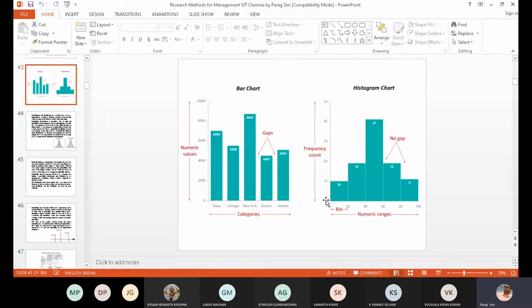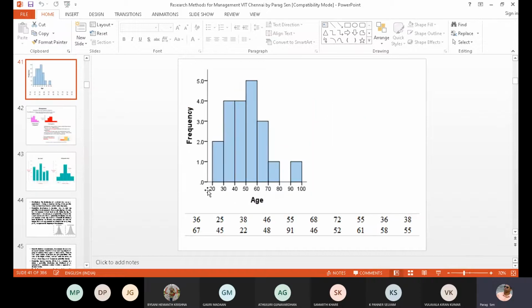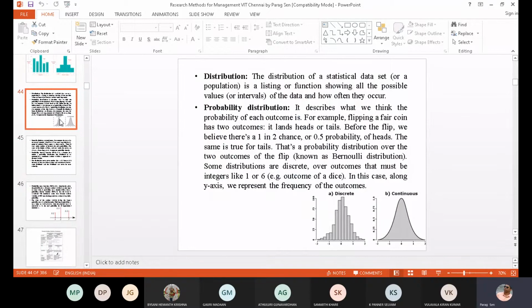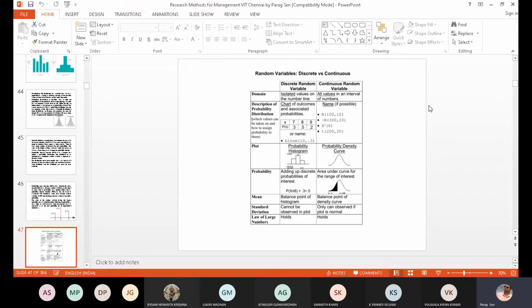Earlier we showed you the difference between a bar chart and a histogram. The bar chart is used for categorical data, and the histogram is basically for continuous data. Suppose the age ranges that we considered for the histogram. So here also it is based on the nature of the variable. The discrete distribution or continuous distribution is also determined by the nature of the variable, the type of the outcome. Here the summary is given. You can see the summary for the discrete random variable and the continuous random variable.